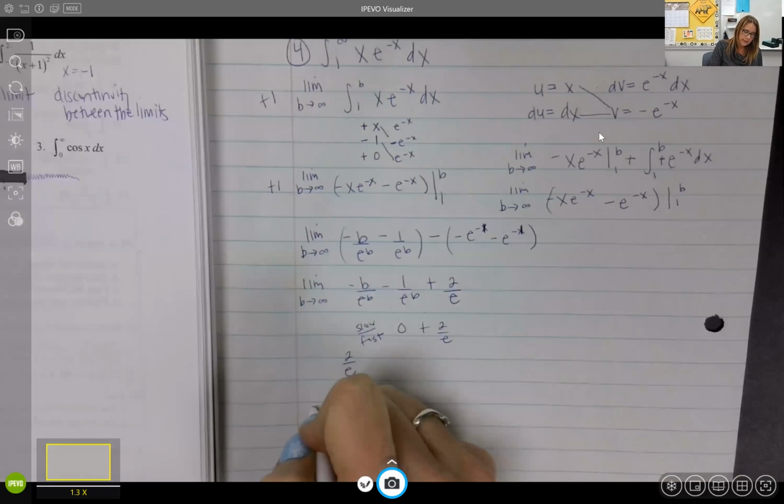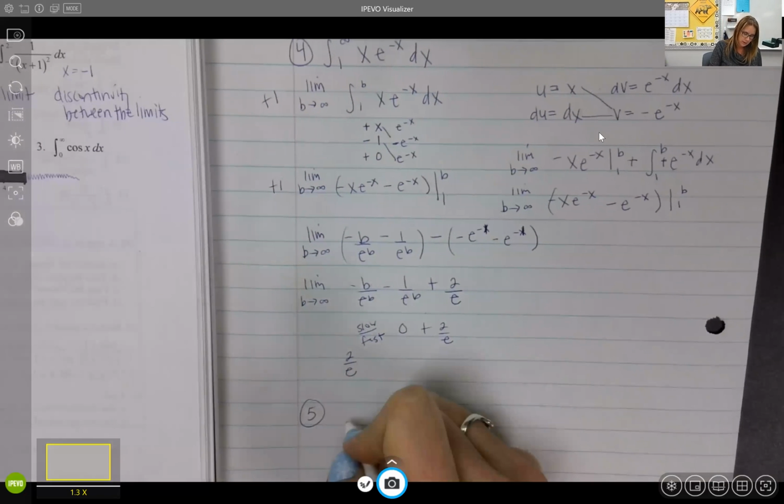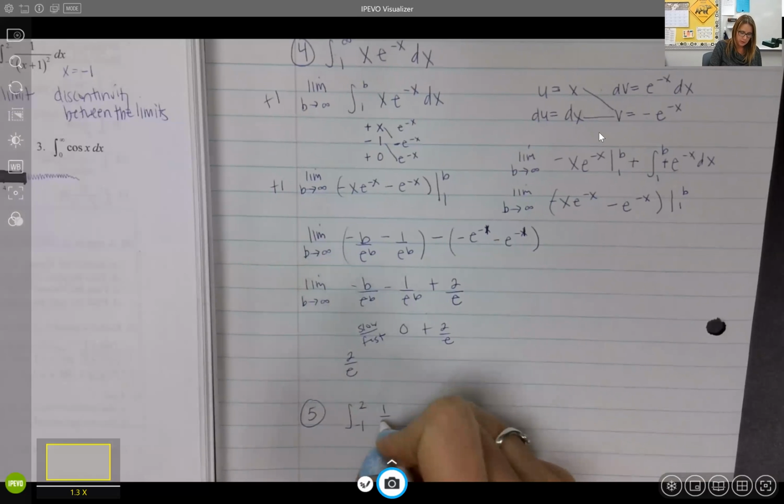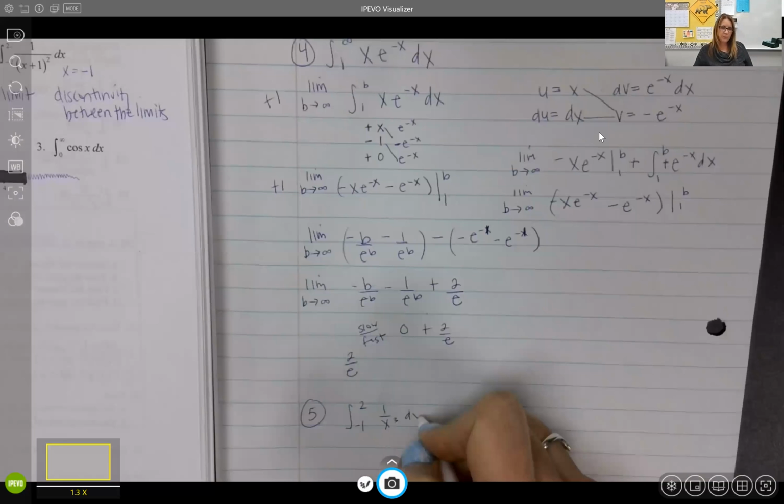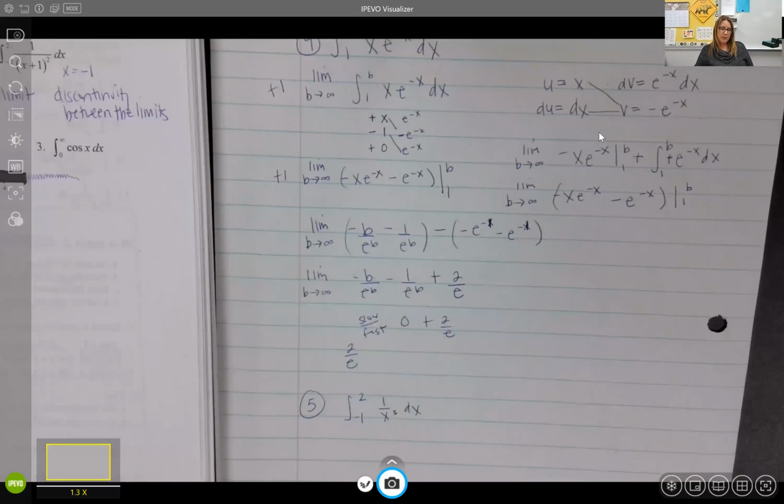All right, our last example, number 5. The integral from negative 1 to 2 of 1 over x cubed dx. That's pretty tempting to just start taking this integral, right? But I need to notice that at 0, this is undefined. There's a vertical asymptote at x equals 0, and that is in between my negative 1 and 2.